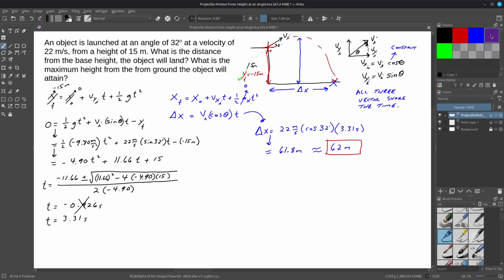Now, what about the height? Well, to find the max height, looking at the drawing, we're going to need this distance from here to here, and we're going to add it to the 15. So I'm going to call this delta y above. I just like to label my variables with subscripts that represent certain positions. So let's take a look.